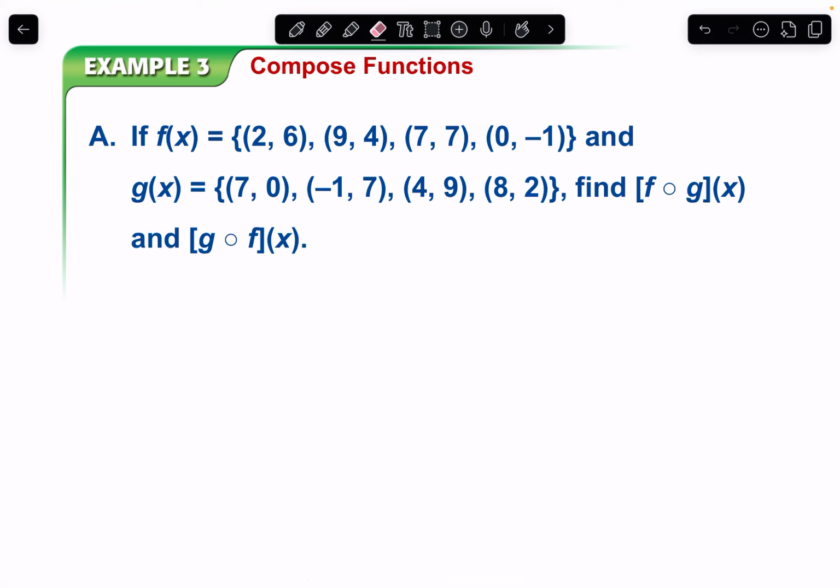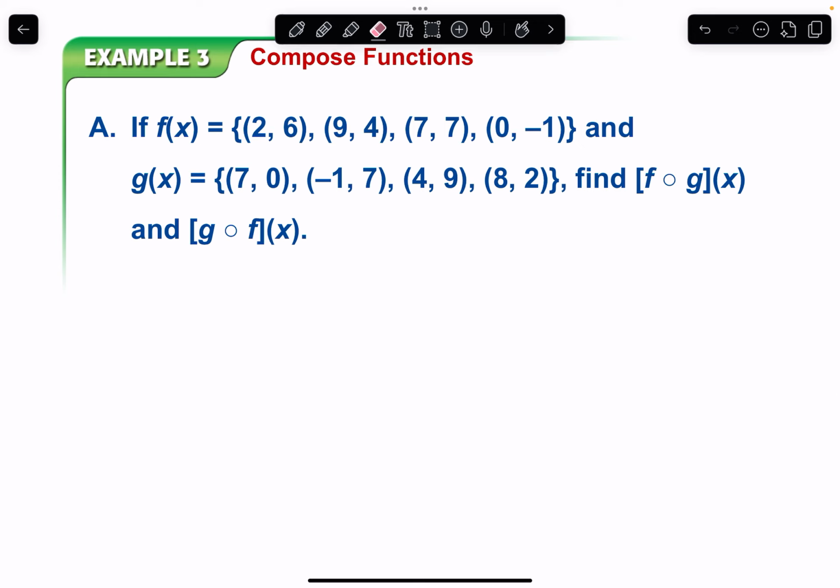Continuing through chapter 6, lesson 1. This is example 3. Example 3 is getting into what is starting to talk about composition of functions. These are just compositions of ordered pairs, and then we'll get into actual compositions of functions as far as what functions look like in examples 1 and 2.